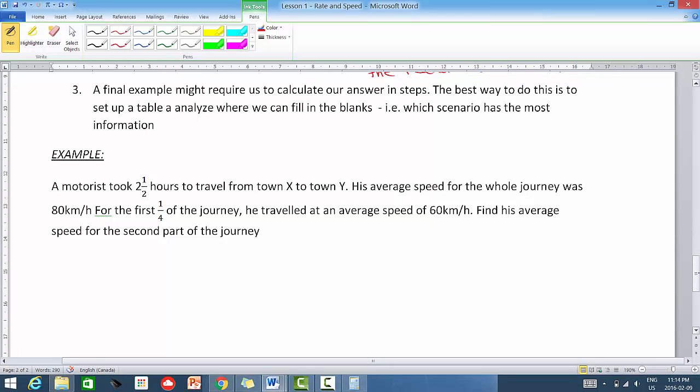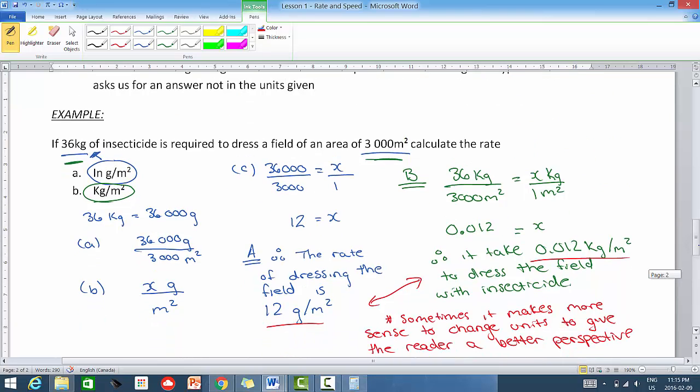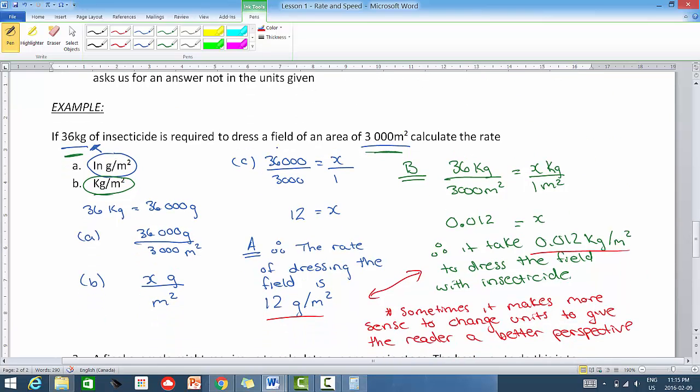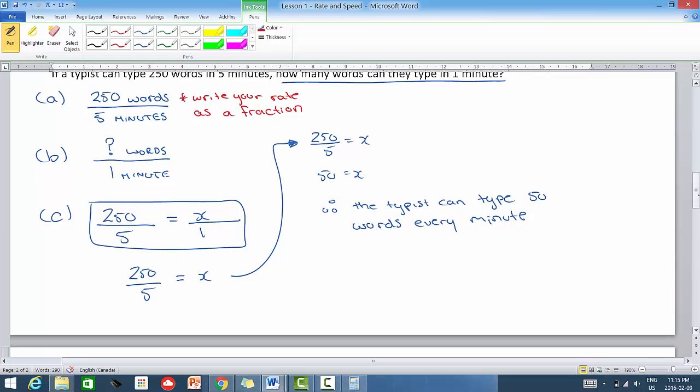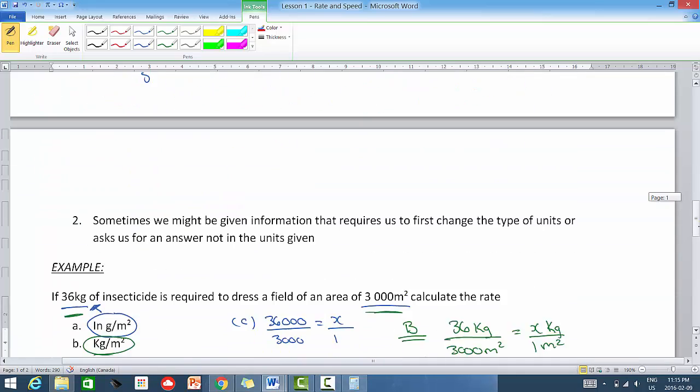Okay, so the final example might require us to calculate our answers in steps. The best way to do this is to set up a table and analyze where we can fill in the blanks, which scenario has the most information. If you look up here at each one of these ratios, you notice that you have 3 pieces of information out of the 4. 1, 2, 3, and you're missing 1. Up here at the very top, you have 1, 2, 3, and you're missing 1. So that's what we're going to be looking for when we're given this information.